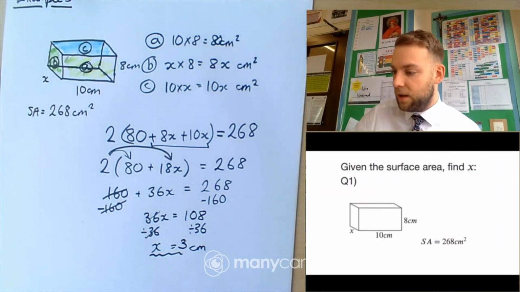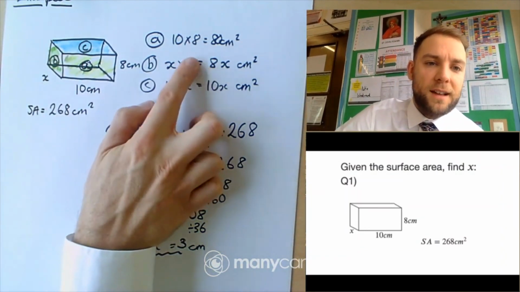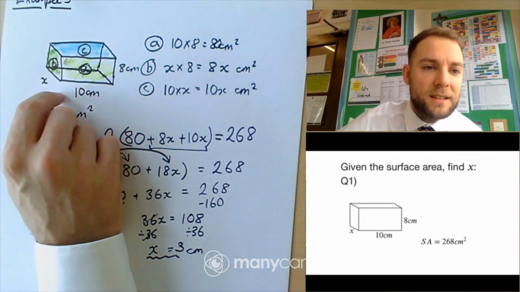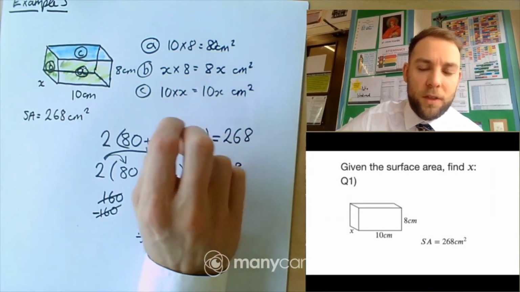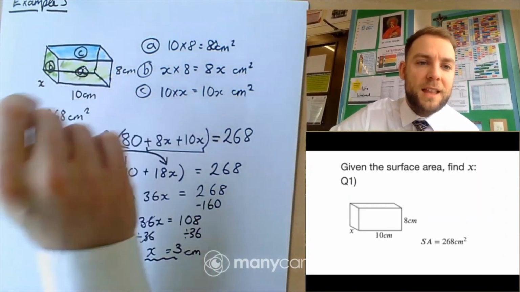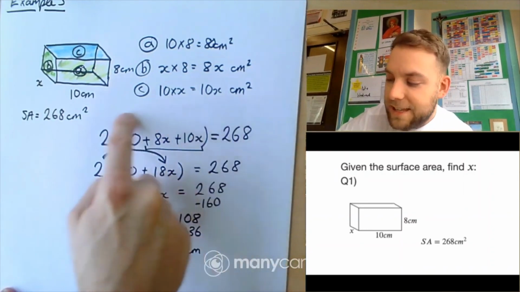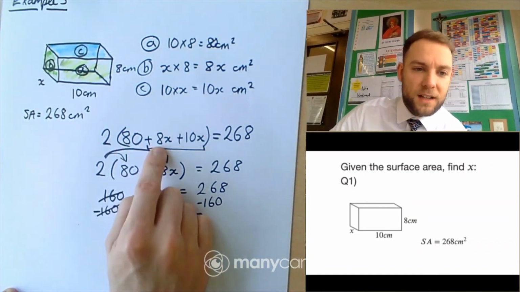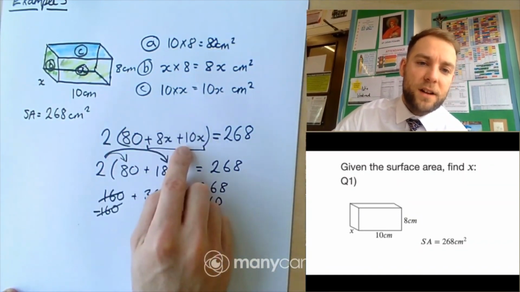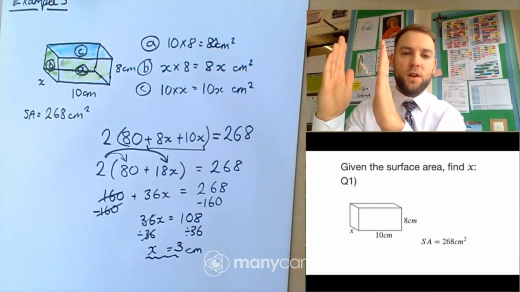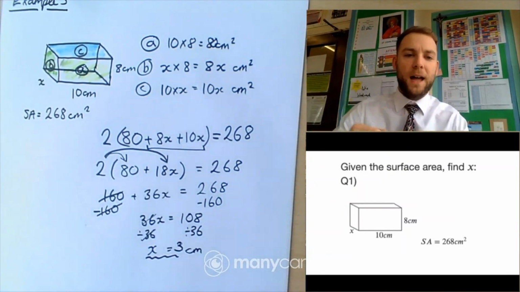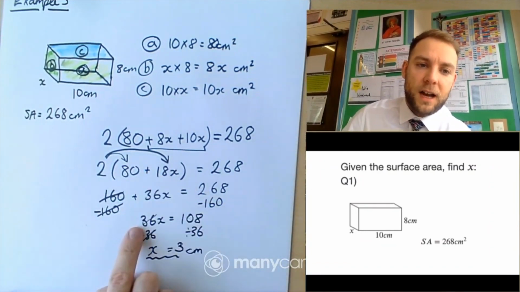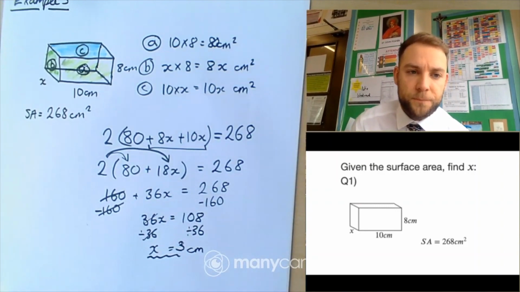Remember, we did exactly the same here. We found the area of the front, 8 times 10, which is 80. We found the area of the side, which in this case was equal to 8 times x, so 8x. We then found the area of the top, which is 10 times x, which is 10x. We created this equation. This is probably the hardest part. So, front face, side face, top face, all added together. All times by 2, because you know that there's going to be side and side, top and bottom, front and back. We then simplify this, expand the bracket, and then we solve like a normal equation.